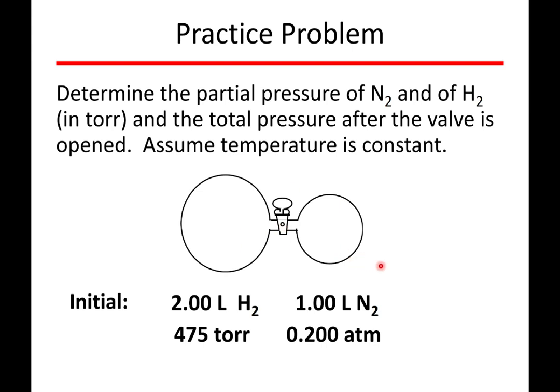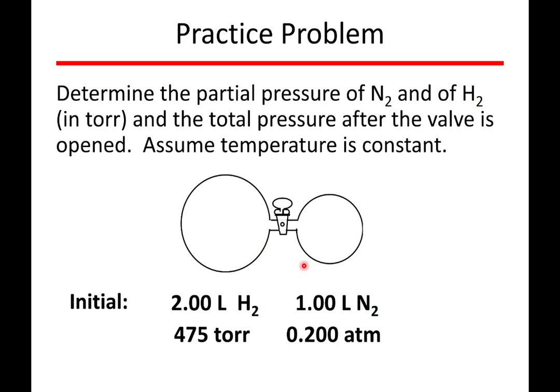It's going to expand to make a total volume of 3 liters, right? 2 from this side plus 1 from that side. And the same is going to be true for the nitrogen gas. When you open the valve, it will no longer occupy 1 liter of space. It will expand to fill the whole 3 liters.